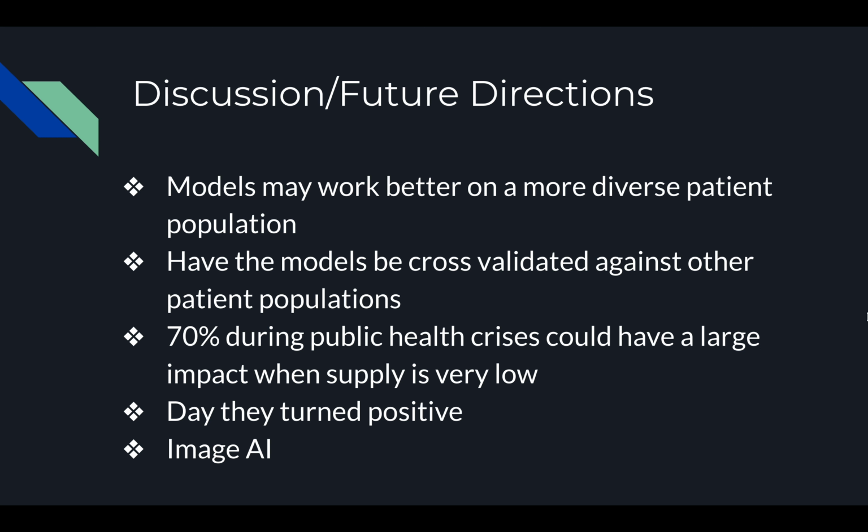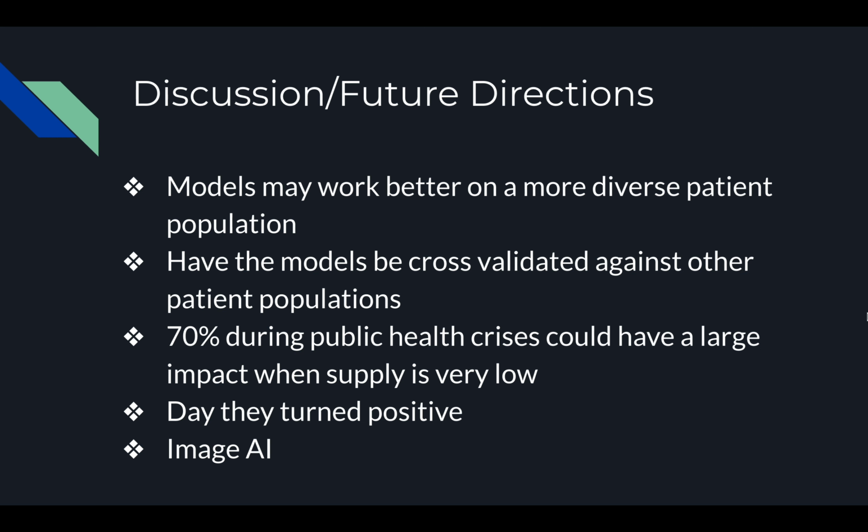So 70%, while it is a lower accuracy rating than I would like, I think the data was not too diverse in terms of the demographics, in terms of how it was distributed amongst different groups as well. It was not very diverse, so it was hard for the model to be made more accurate. So that's why it may be better to use it on a more diverse patient population, and then maybe use a different data set to cross-validate against patient populations as well.